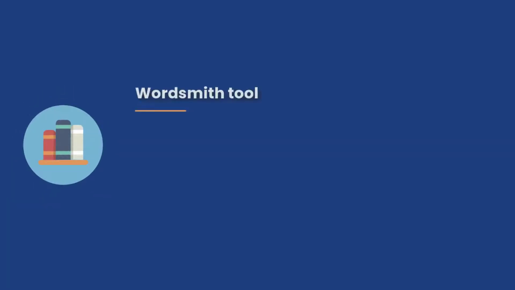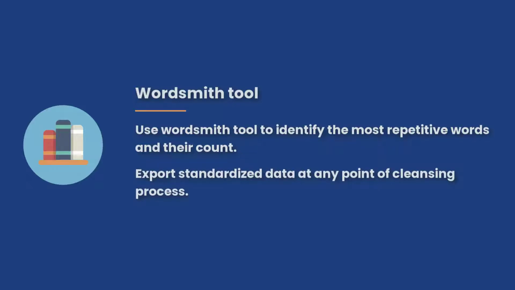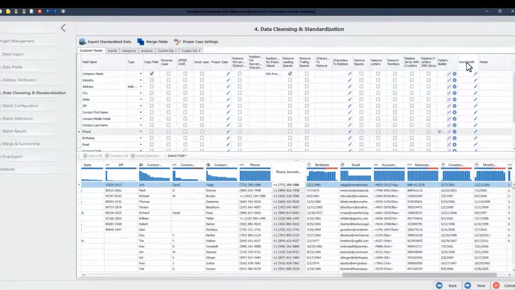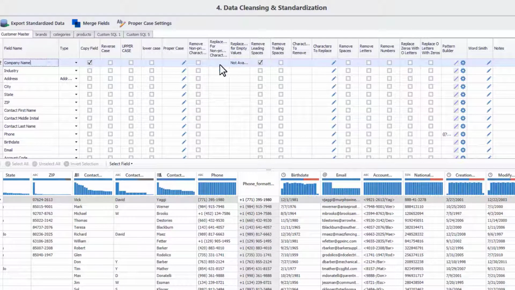In this video, we will see how DME's Wordsmith tool profiles all data values in a column and shows the most repetitive words and their count. And also check out how you can export your standardized data at any point of the cleansing process. So let's get started. Let's profile the company name for the most repetitive words using Wordsmith.